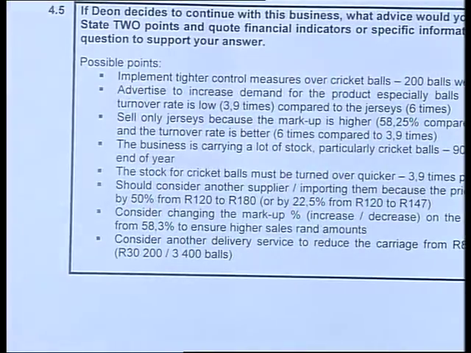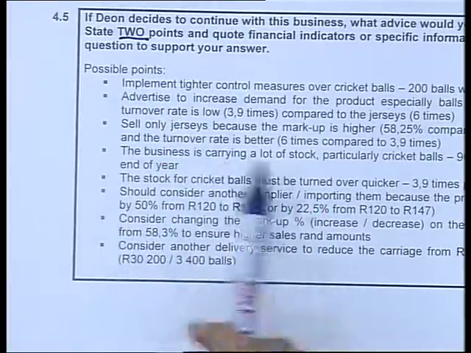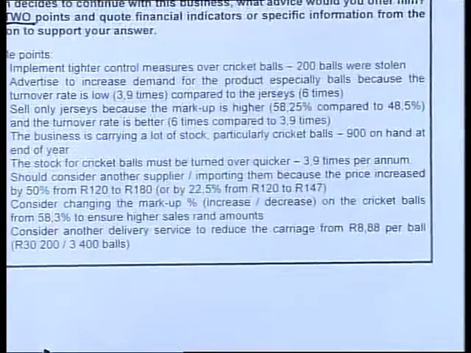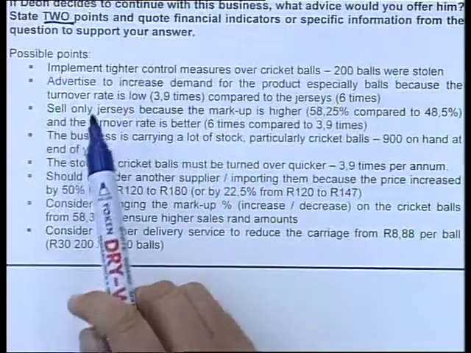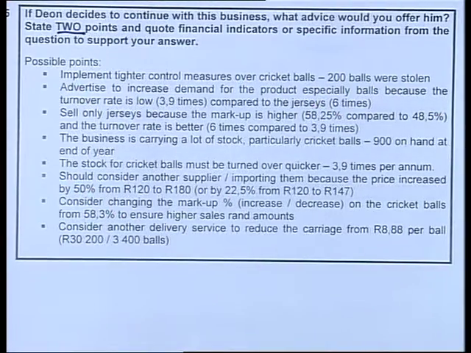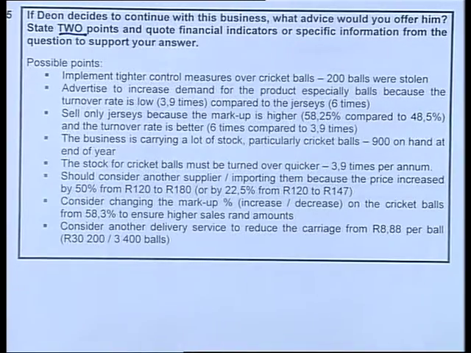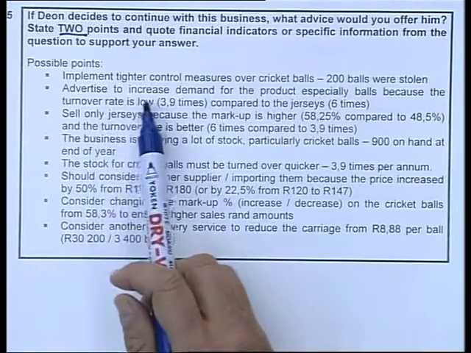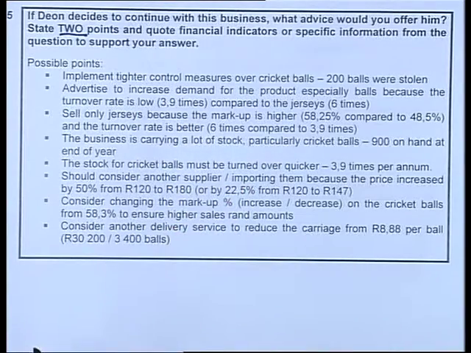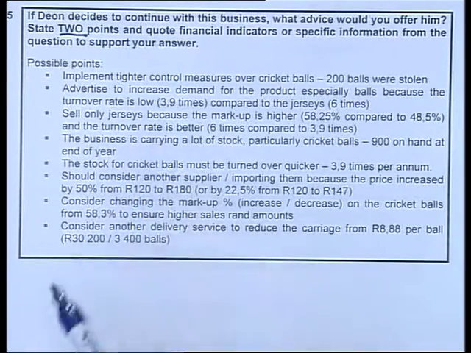said the following. Let's look at the possible answers you could have given. Now remember, they only asked 2. Okay, but I'm going to go through all of them, but you only need to write down 2 of these. It said, implement tighter control measures over cricket balls because 200 balls were stolen. Yes. Advertise to increase demand for the product, especially the cricket balls, because the turnover rate is low compared to the jerseys. Sell only jerseys because the markup is higher and the turnover rate is better.